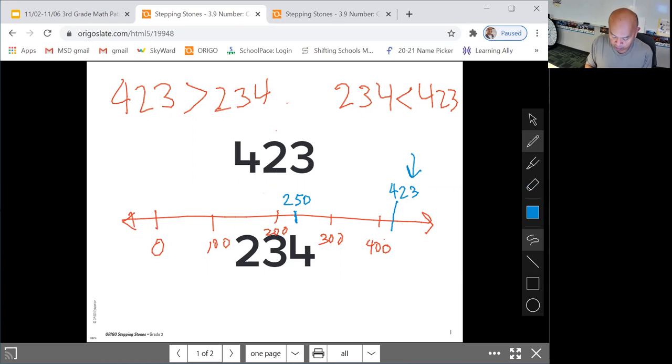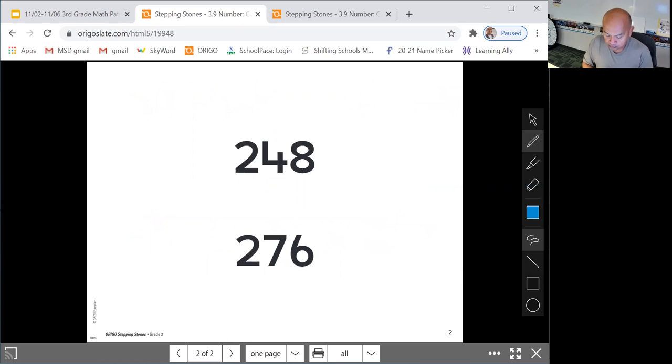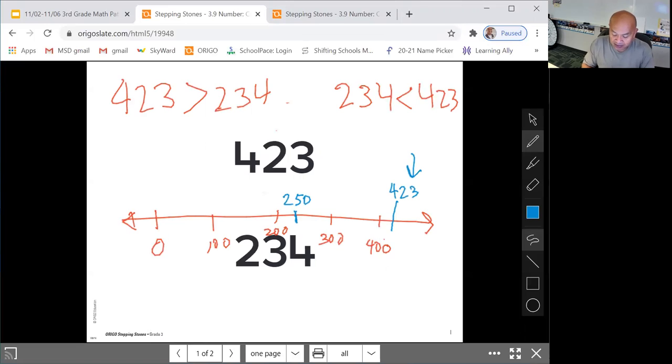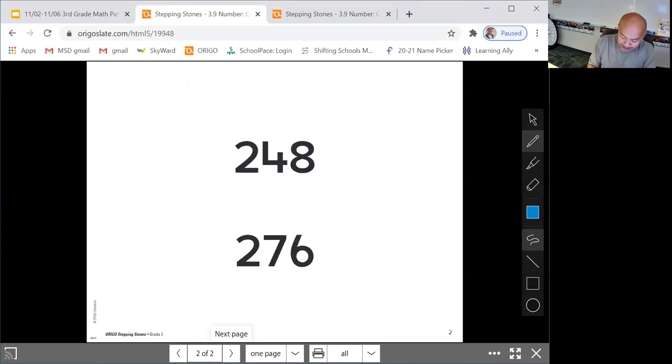Let's go to another example here. Mr. D, on the last page we were dealing with hundreds. That's easy. But now look at this. They're both in the 200s. So what do we do? When we were comparing hundreds, that was easy: 400 is greater than 200s. But here they're both in the 200s.